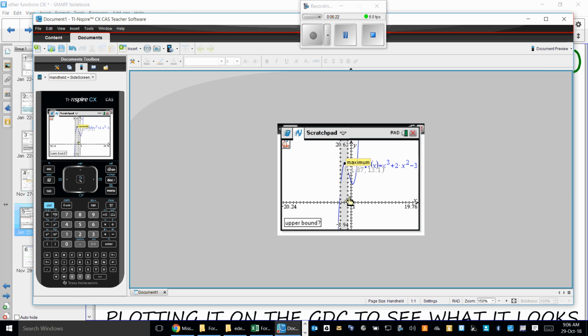So then I'm going to click there, and look, it's got a big blob on the maximum point, and it's got this coordinate here. We can't quite see it, so I'm going to move it over to here. So this is our coordinate for our maximum point. Negative 1.87, 13.1.